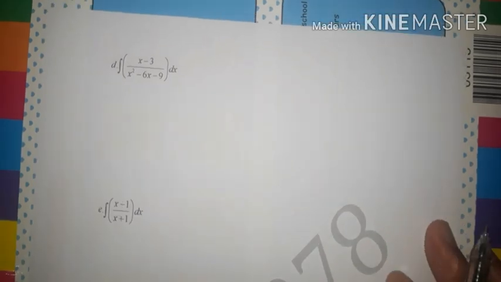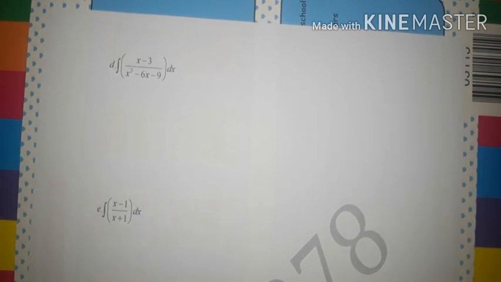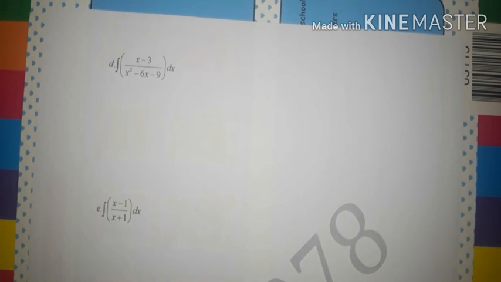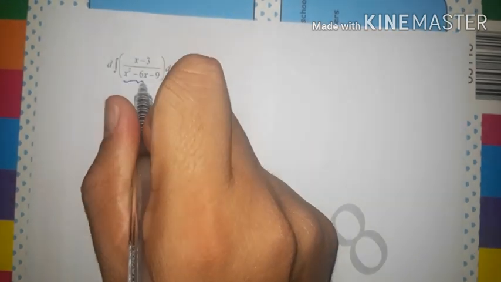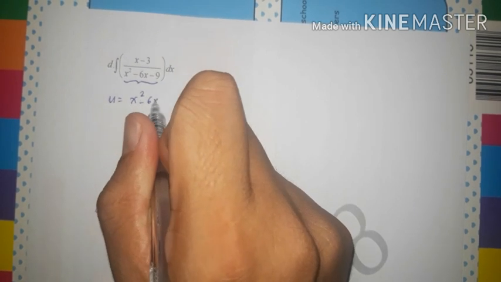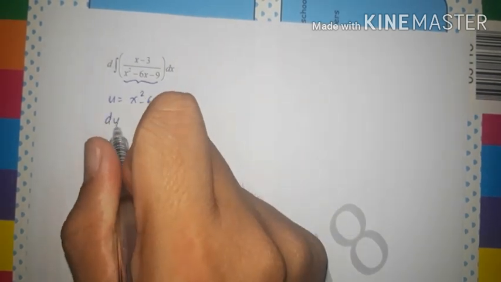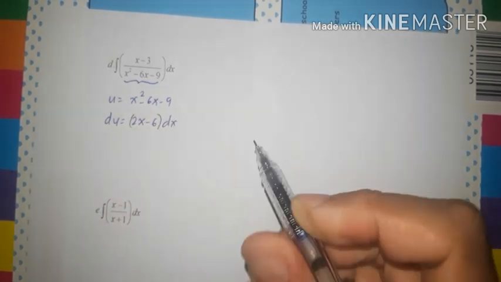Okay, let's have our fourth example. It's given there: the integral of (x minus 3) dx all over x squared minus 6x minus 9. So, if we look at the denominator, let that be u, that's x squared minus 6x minus 9. My derivative du is 2x minus 6 dx.